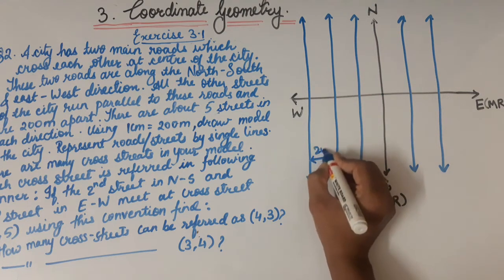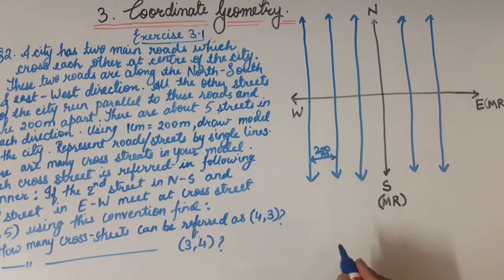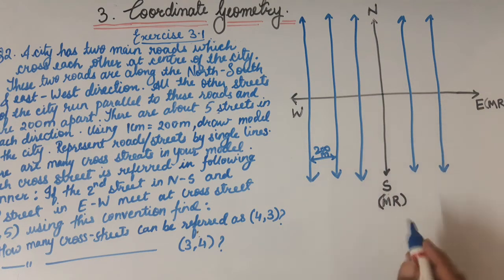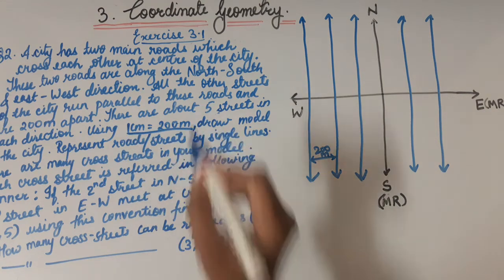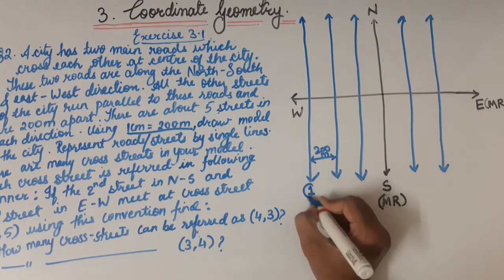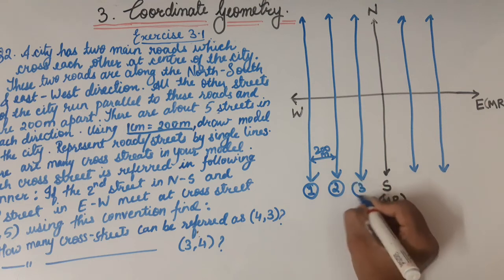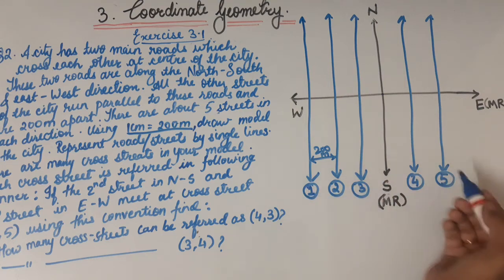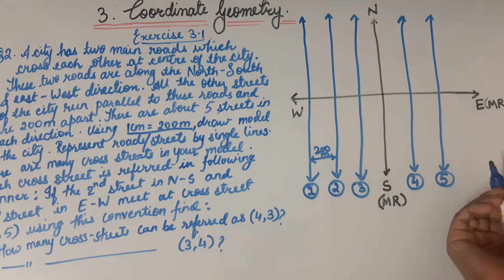Now it was told that each street is how much apart? 200 meters apart. Now when you draw this in your classwork, you will take the distance between each two streets as 1 centimeter, because our scale is 1 centimeter equal to 200 meters, right? And now let us name this. So let this be the first street, second, third, fourth and fifth. Now I have taken 3 this side, 2 this side, so you can take 2 here and 3 here, no problem. Okay, so these are the 5 parallel streets in the north south direction.